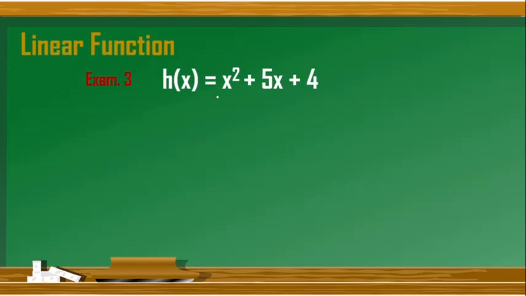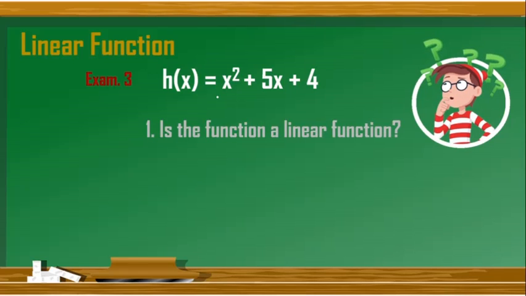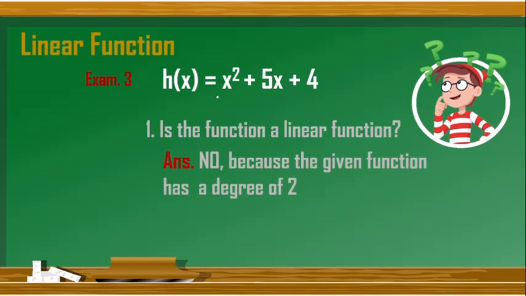Example number 3. h(x) = x squared + 5x + 4. Is the function a linear function? The answer is no. Why? Because the given function has a degree of 2.